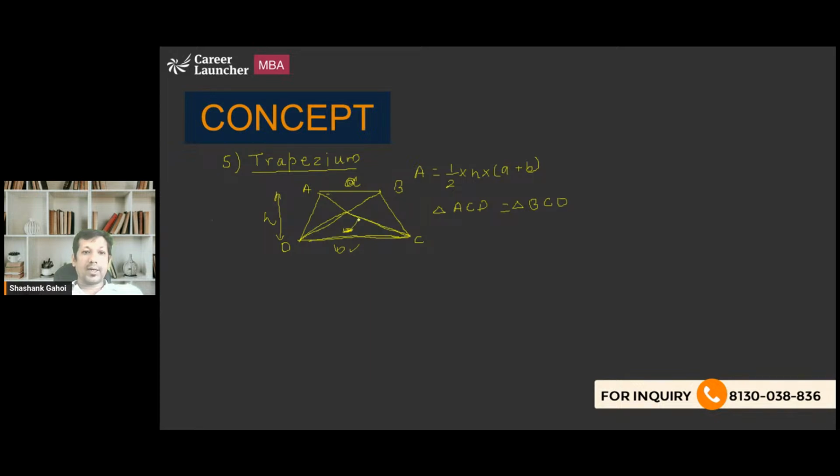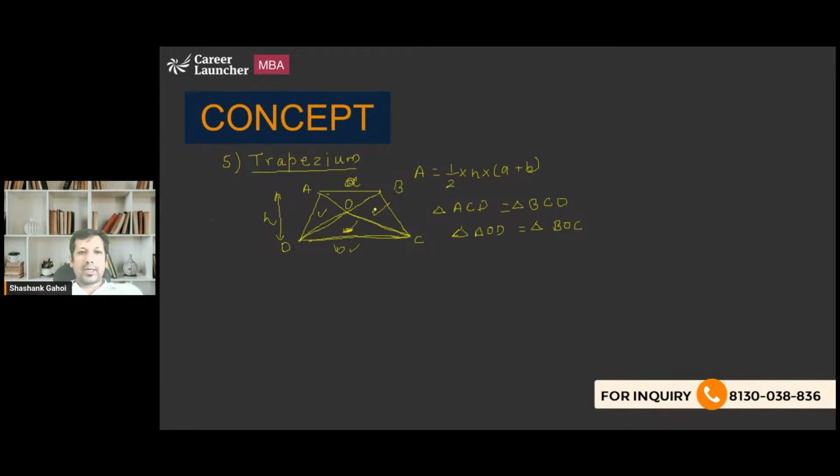So if I remove this, what am I going to get? Let's give it a name O. So area of triangle AOD must be equal to area of triangle BOC. And that's it. So basically area of this triangle is always equal to area of this triangle in any given trapezium. We can always say that.